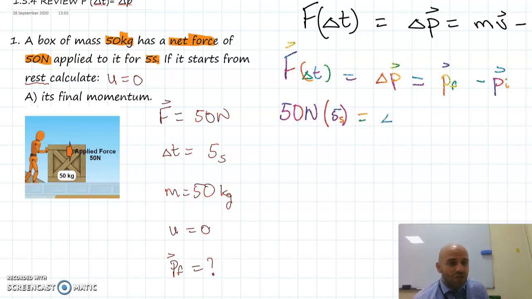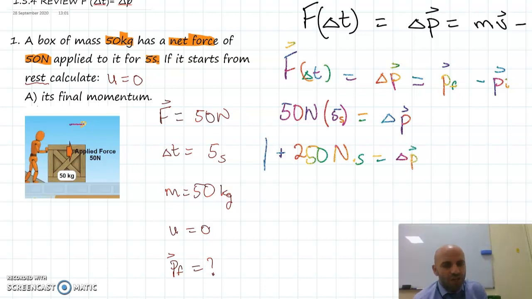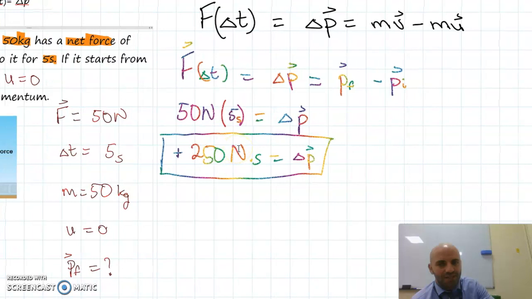And that's going to give me a change in momentum of positive. Notice this is positive because it's all going to the right. That force applied is going to the right. Change in momentum will also be to the right, of 250 Newton seconds. That's one of the units that we can use for momentum. Okay. Now, I now know the change in momentum. See if we can calculate, well, what would the actual final momentum be?